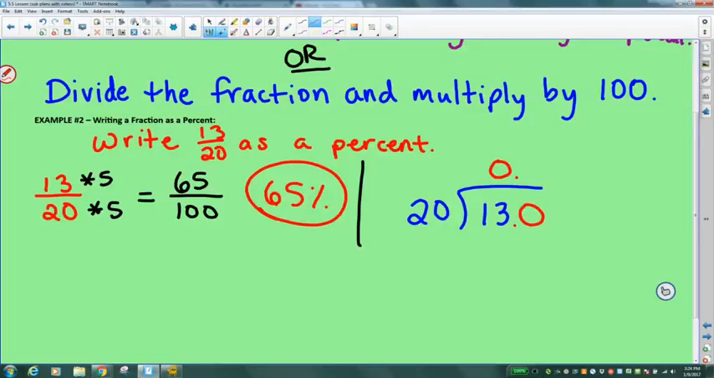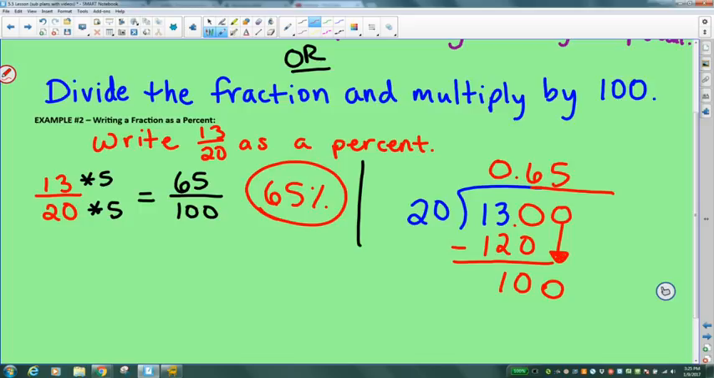Does 20 go into 130? Yeah, 6 times. 6 times 20 is 120. I take the difference and I get 10. I have a remainder, so I'm going to continue to divide by adding another 0 and bringing it down. Does 20 go into 100? Yep, it does. It goes into it 5 times. And 5 times 20 is 100, with none left over.